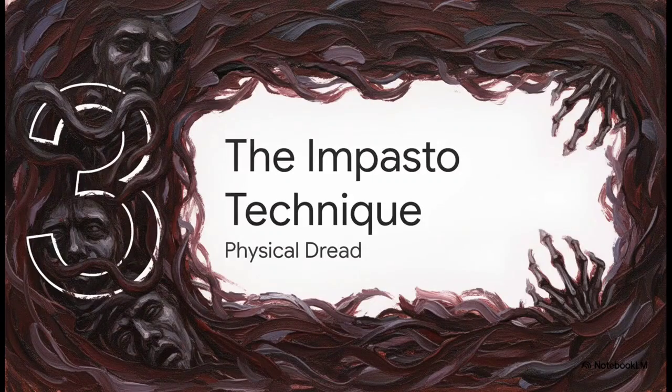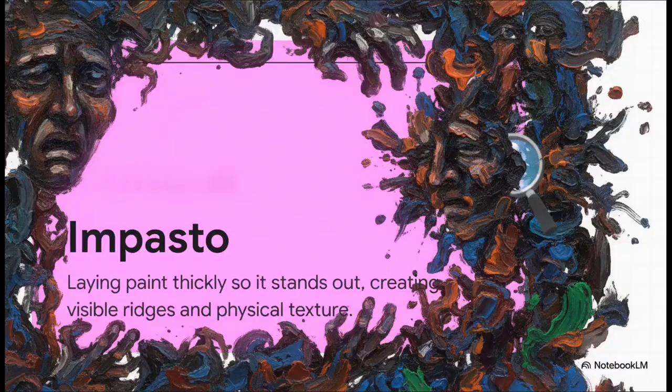Section 3. The Impasto Technique. Physical Dread. You know, it's one thing to create dread through framing and narrative, but it's another thing entirely to physically bake that dread right into the artwork itself. To understand how the artist gets this heavy, suffocating atmosphere, we have to talk about the stylistic execution. The secret weapon here is a technique called impasto.